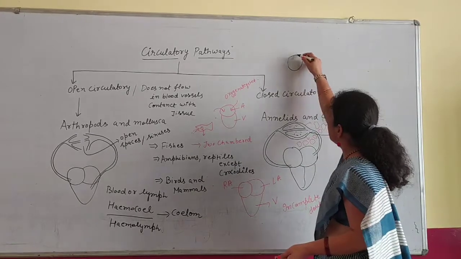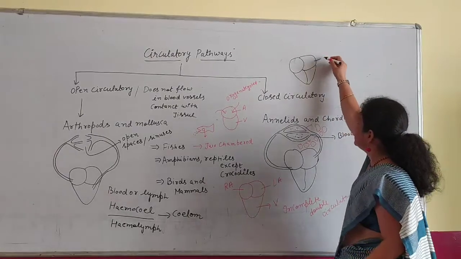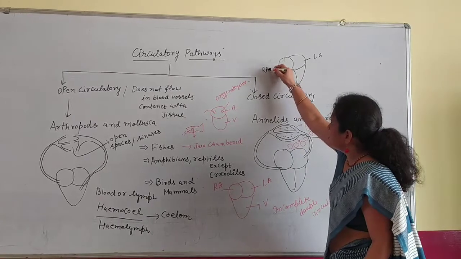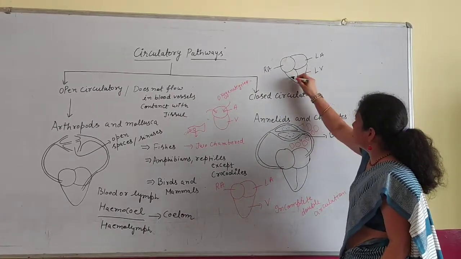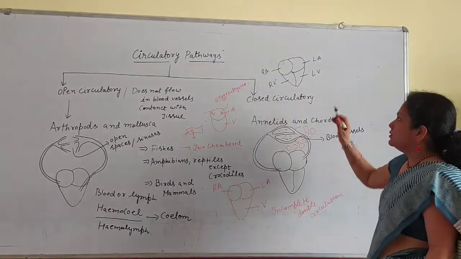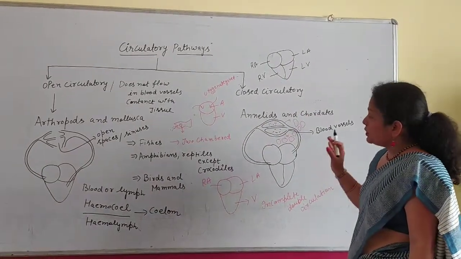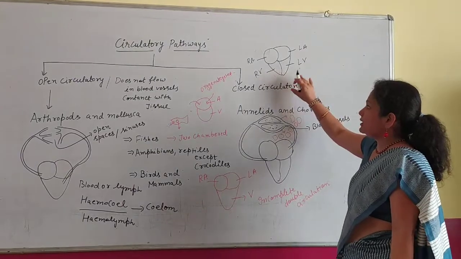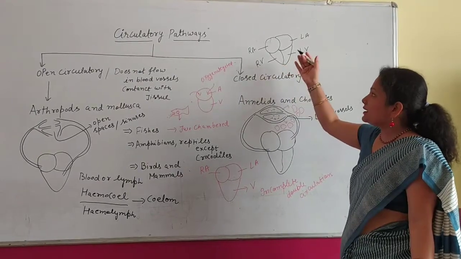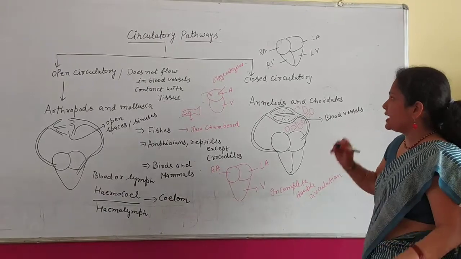We can say there are four chambers in the heart. I am drawing the diagram here. There are two auricles and two ventricles: the left auricle, right auricle, left ventricle and the right ventricle. So four chambers are present in case of birds and mammals. Because all the chambers are separate, there will be no mixing of blood; the oxygenated and deoxygenated blood is separated in case of birds and mammals.